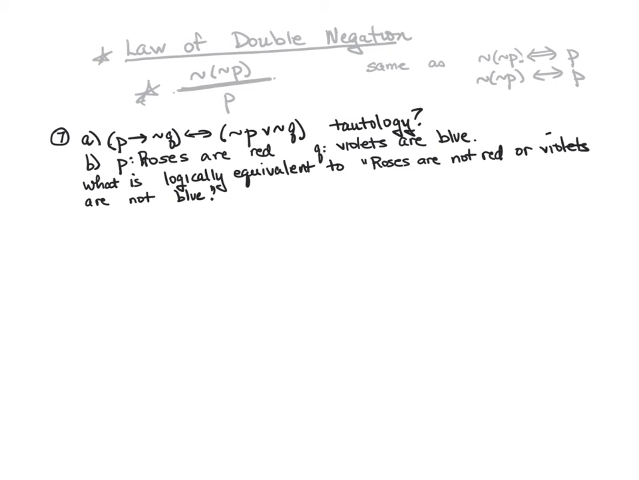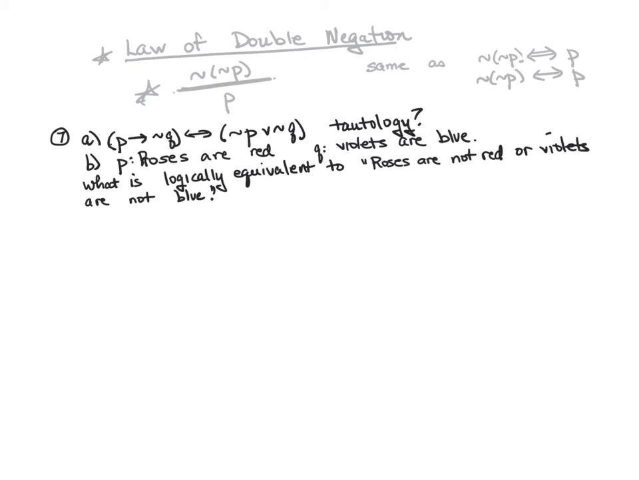Okay, in number 7, they ask us to determine whether or not this biconditional is a tautology by making a truth table. And after the truth table, we're asked to answer part B. So let's construct a truth table for this biconditional. And again, we work with the parentheses. We make a column for the left side, a column for the right side, and then finally put it together.